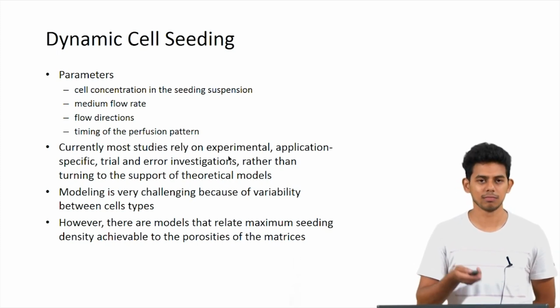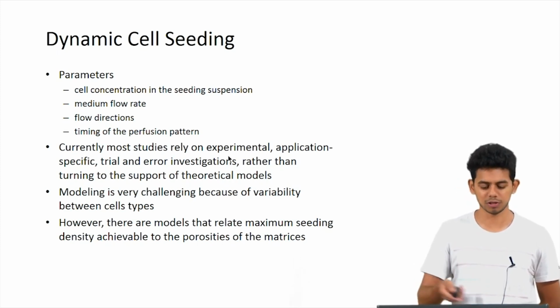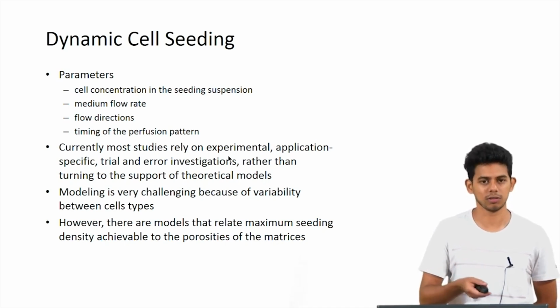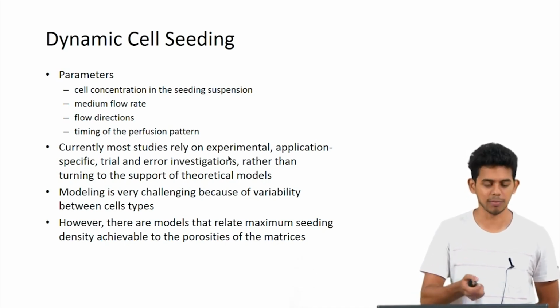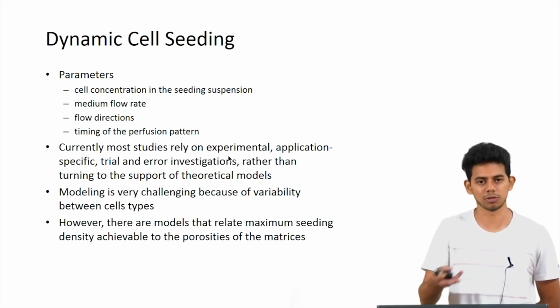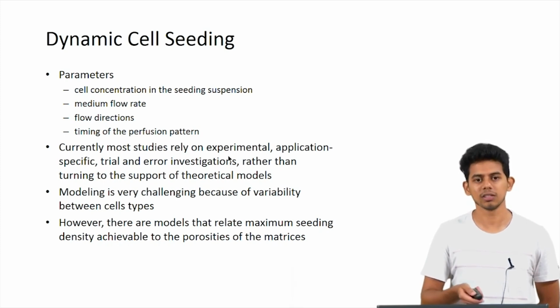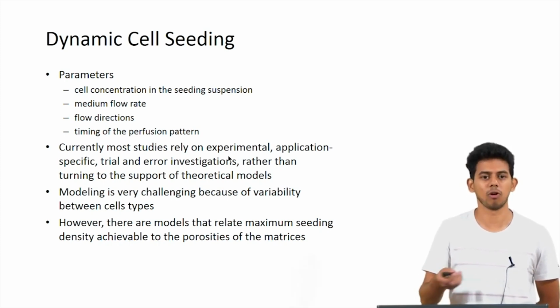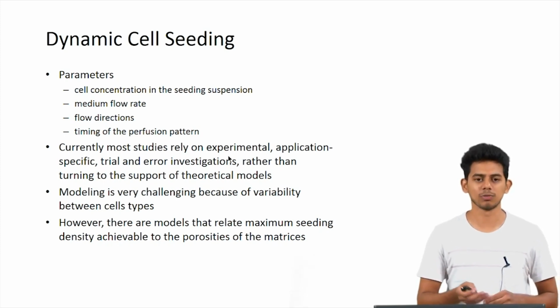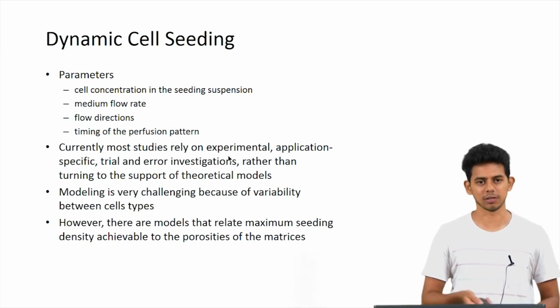So currently, mostly, what is used is a trial and error approach in determining the best parameters that need to be used to achieve the best seeding. Modeling is quite challenging because each cell type can have a lot of variability. Still, there are models which can help us achieve maximum seeding density based on the porosity of the matrices.